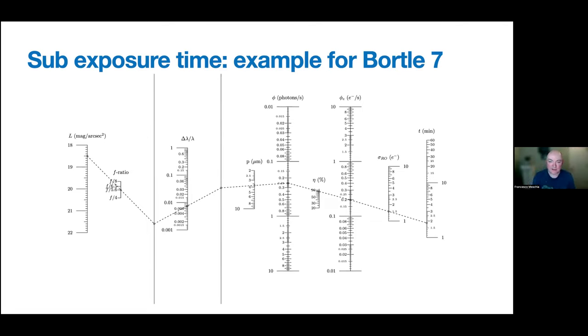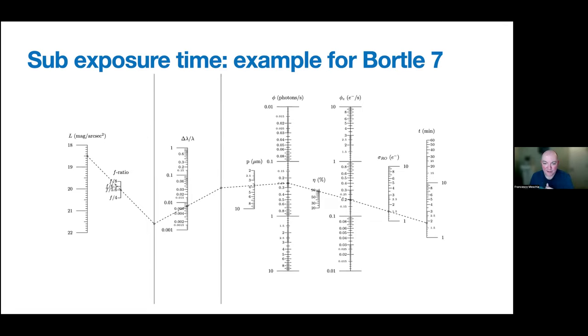It's the fraction that is essentially the bandwidth of my filter, delta lambda, divided by the central wavelength of my filter. This is an example calculated for a 5 nanometer H alpha filter that has a spectral efficiency of 0.075. And again, this line will hit a point on this vertical line.